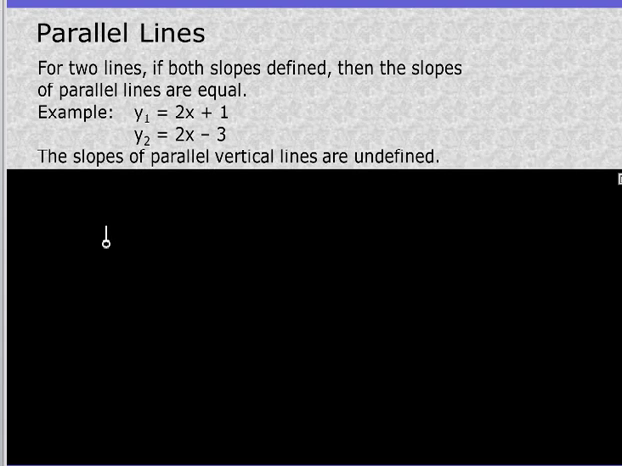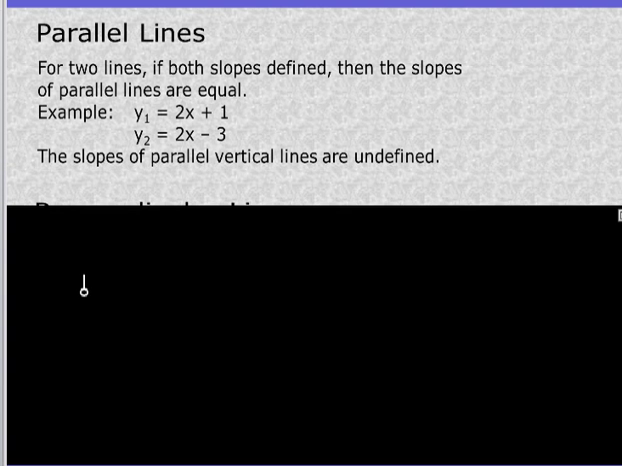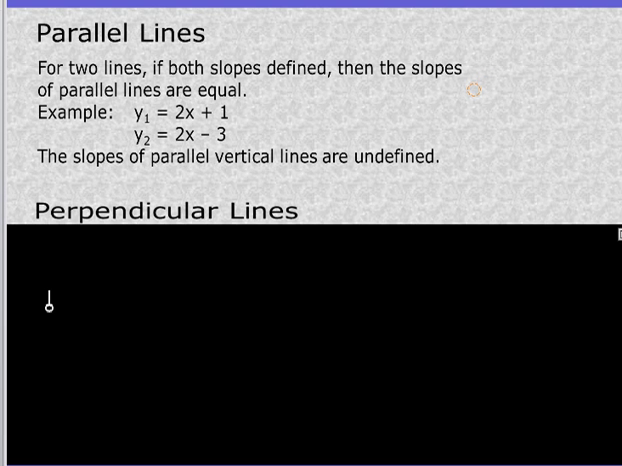These lines are parallel. The slopes of parallel vertical lines are undefined, which makes sense because you don't have a slope, or it's an undefined slope for vertical lines. Horizontal lines will both have slopes of 0.